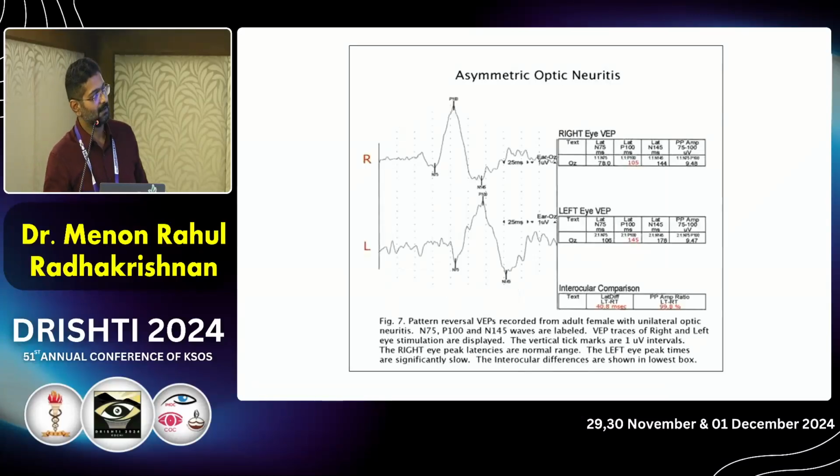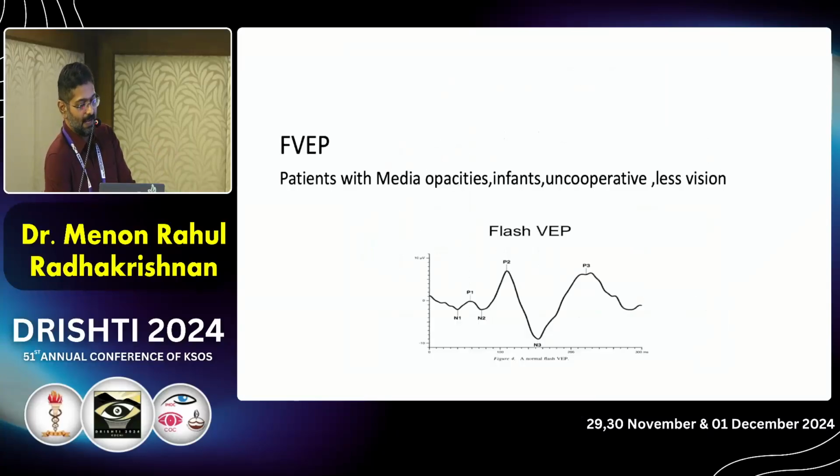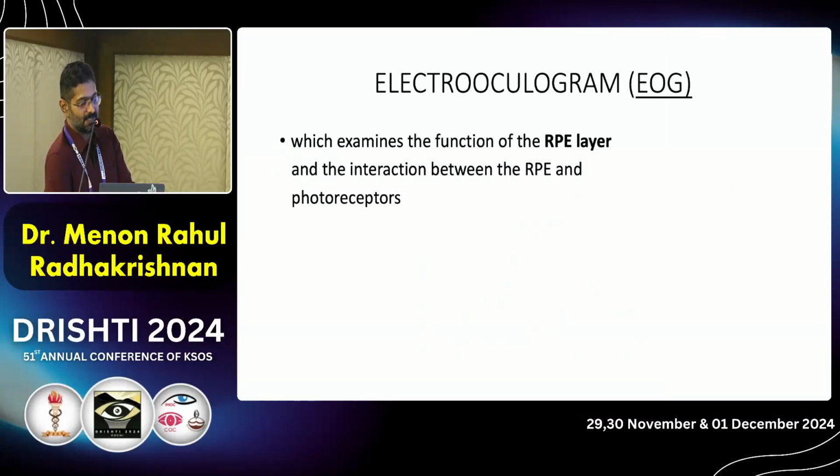So this is a picture of an asymmetric optic neuritis. In the right eye, this is the normal VEP. You can see the N1, P1, and N2 here. If you look at this here, the response is a little delayed, and also the amplitude is affected. So this is how an optic neuritis starts, what a VEP picture of optic neuritis looks like. And flash VEP is done with patients with media opacities and uncooperative patients.